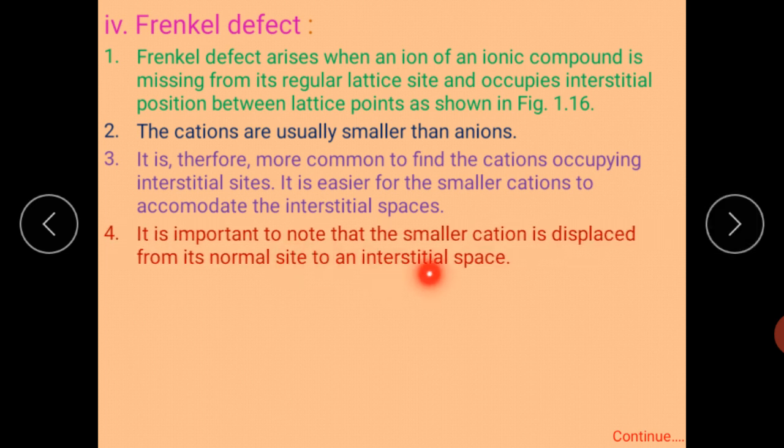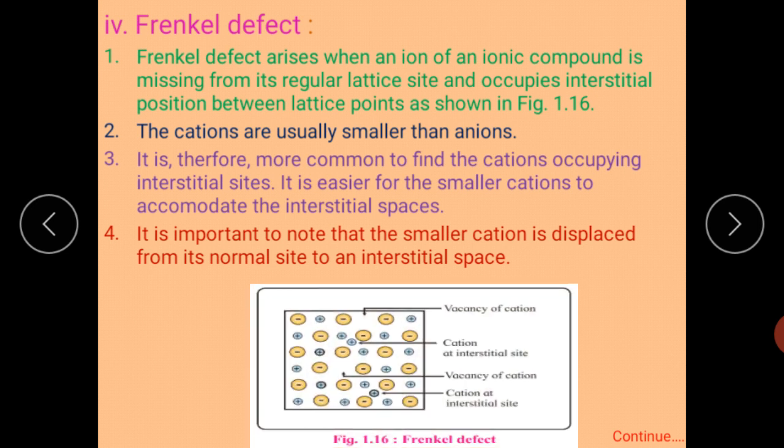It is important to note that the smaller cation is displaced from its normal site to an interstitial space, because the cations are usually smaller than the anions and therefore they can leave their normal site and move to the interstitial space as shown in the figure. In this case, this is a normal site of this cation and this cation moves to the interstitial position from this point to this point.